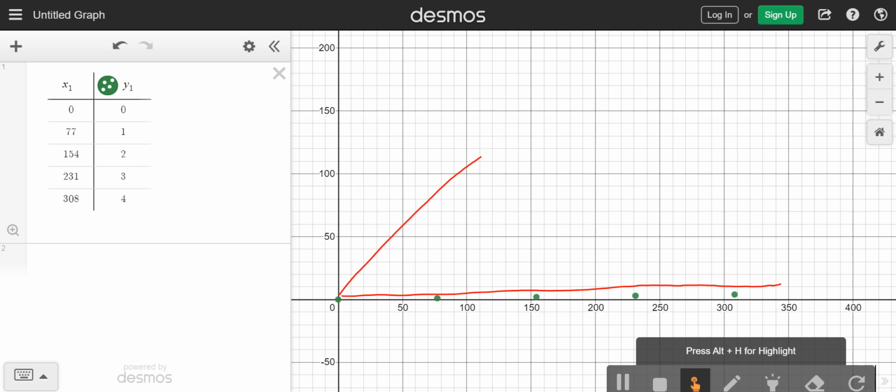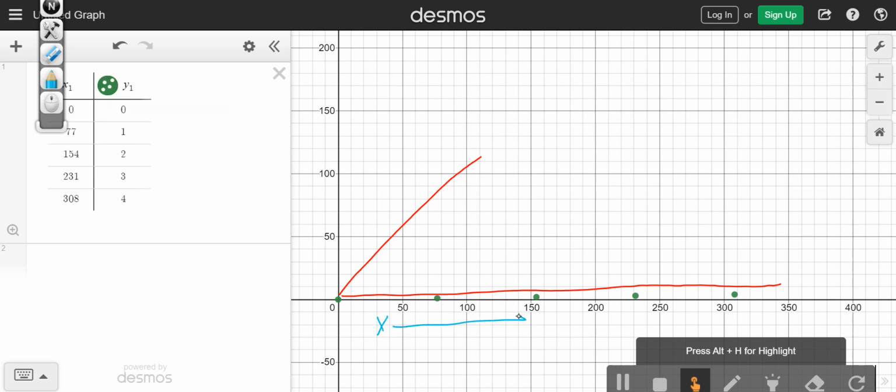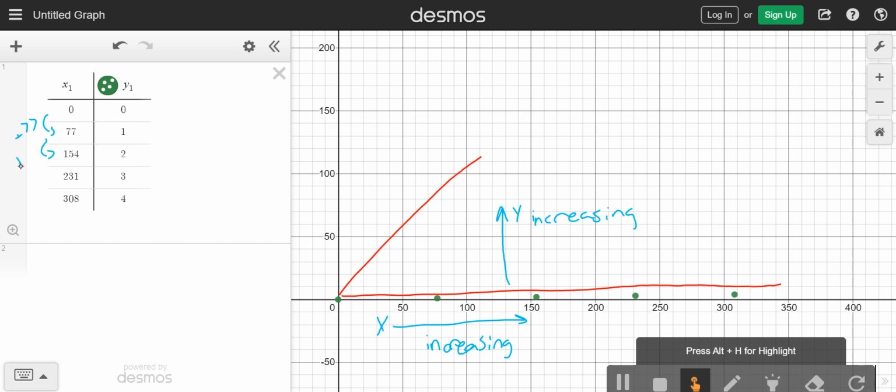So both the x is increasing, okay, x is increasing, and so is our y. Y is also increasing. And they are increasing at the same rate together. This side is always plus 77. This side is always plus 1. That relationship is not changing.